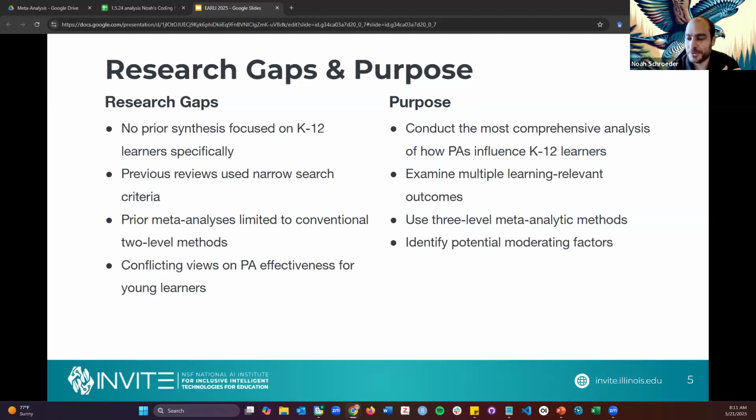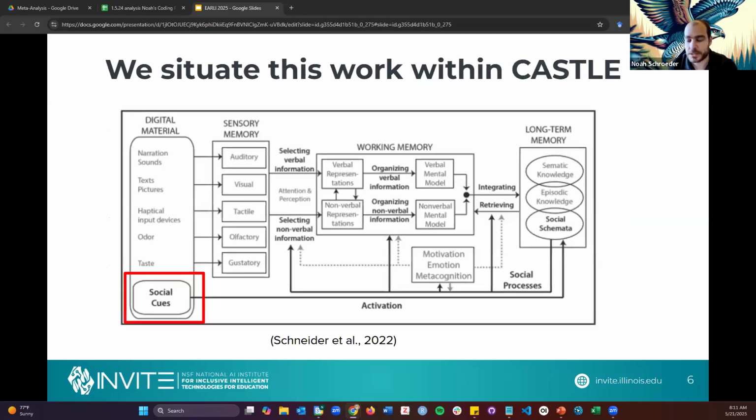The other thing that we wanted to do was use more robust methods than we had in the past so we could account for more data. And we also wanted to identify some of the potentially moderating variables that were there. So I'm not going to talk a lot about theory, but I do want to just give you a real general high-level background of why pedagogical agents might improve learning.